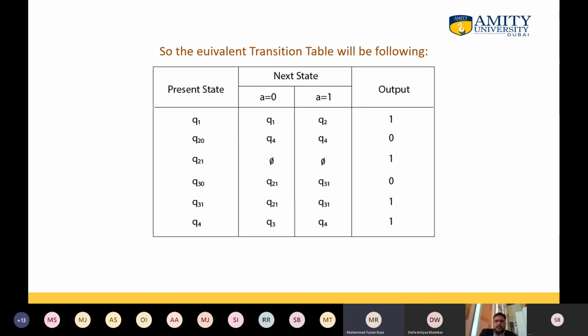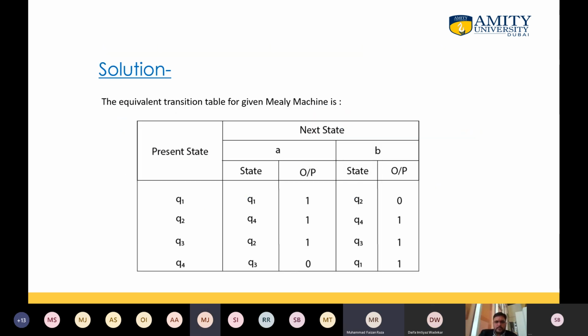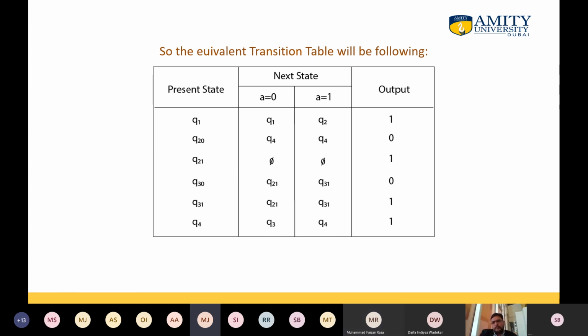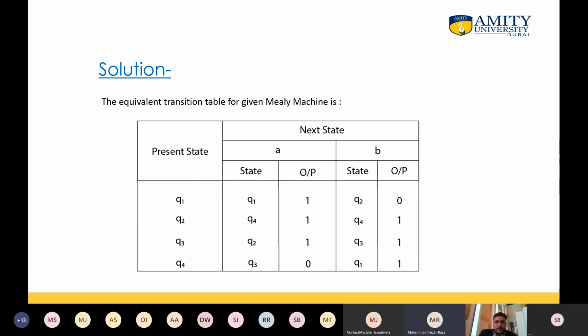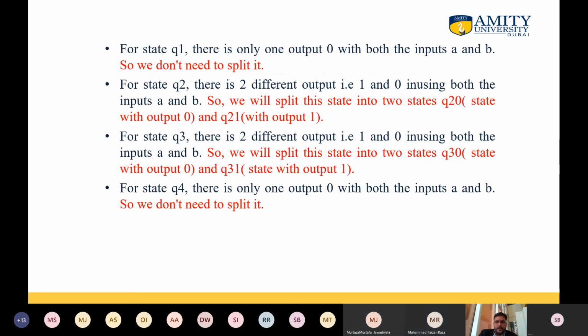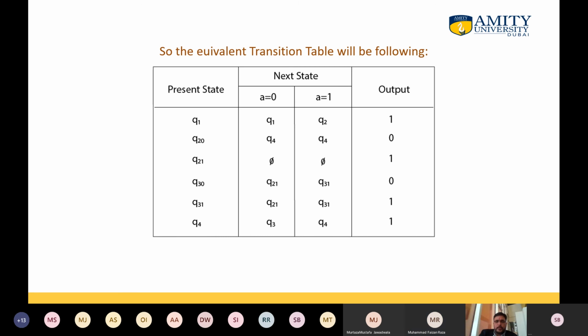Now come to Q30. Sir, one question. In Q1 present state, when A is 1, it should be Q20, right? Over there and not Q2 only. Yes, actually here, yes, you're right. State Q20, output is 0. So it should be Q20. You are correct. Here, at this place, Q1, we should have Q20 0, because the respective output was 0.